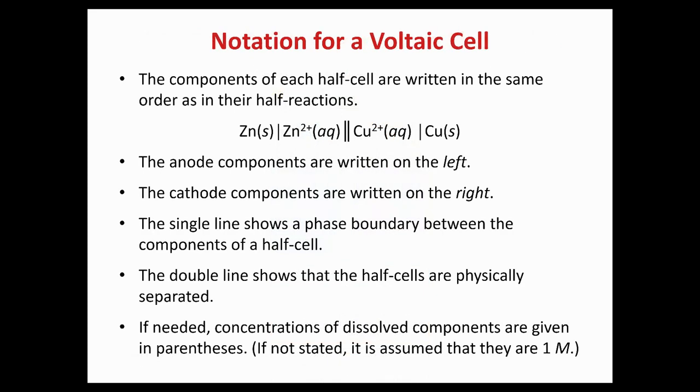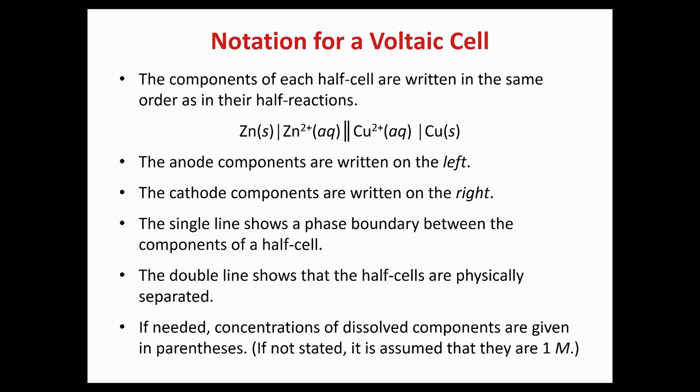Okay, the cell notations are important because if I want to tell somebody, hey, I want to make a voltaic cell, then I don't want to verbally say it. I don't want to say, take a piece of zinc, put it in zinc nitrate, use the salt bridge, put on the other side in a beaker copper with a piece of copper. It's too wordy. So what we do is we just do a shorthand notation.